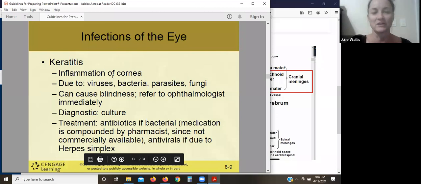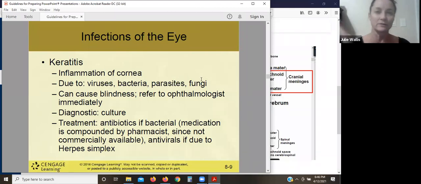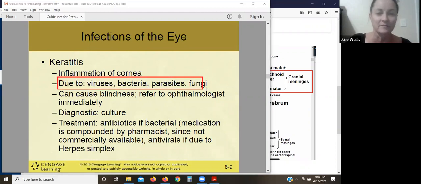Keratitis is inflammation of the cornea. That's that clear covering on your eye. This can be due to viruses, bacteria, parasites, and fungi. This was another one that was a most missed question from the final exam. It was a question to the effect of which of the following cannot cause infections of the eye. It might be worded the opposite way, but anyways, any of these. So basically any type of organism can be one that causes an infection of the eye.